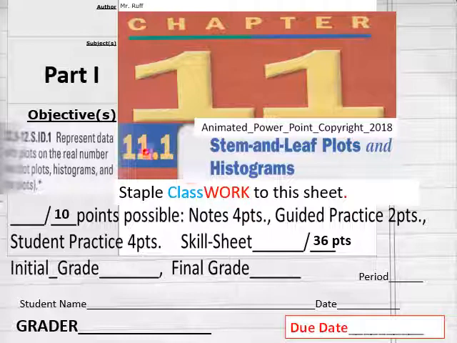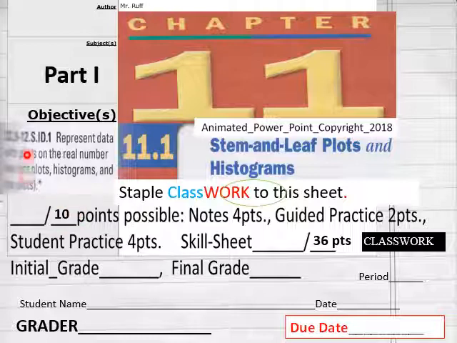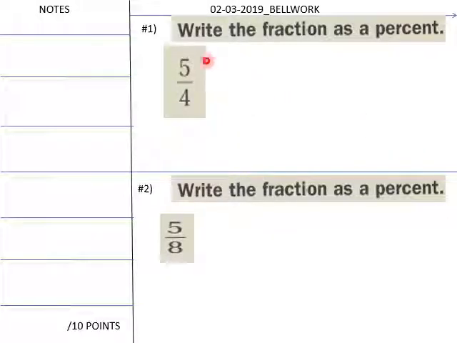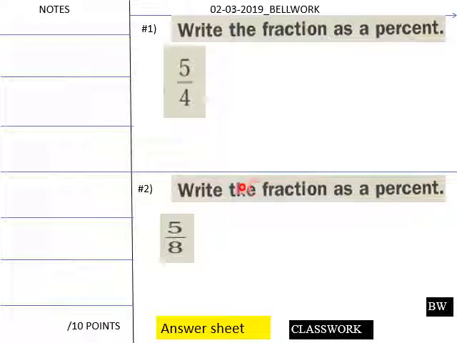Let's get right to our lesson here, 11.1 stem and leaf plots and histograms. Big lesson here, 36 classwork points with 10 points for note-taking. Here's your standard: represent data with plots on the real number line, dot plots, histograms, and box plots. So this is our foray into statistical visualization of statistics. And then here is your bell work, students, starting in on that.